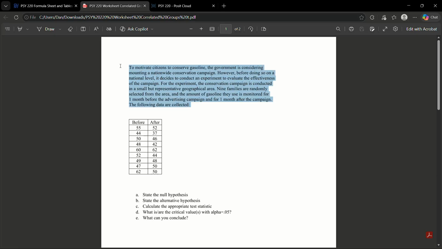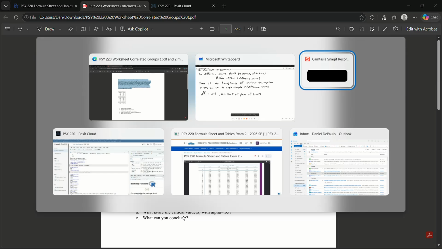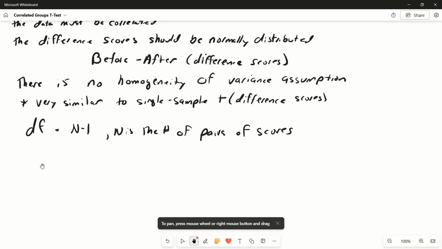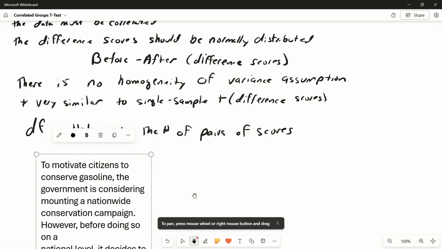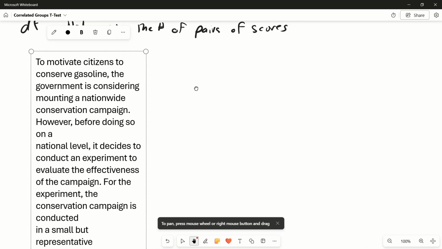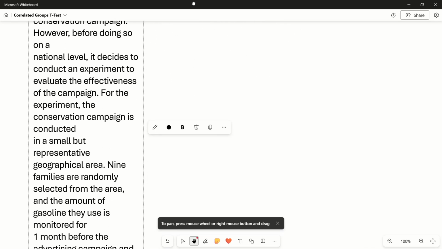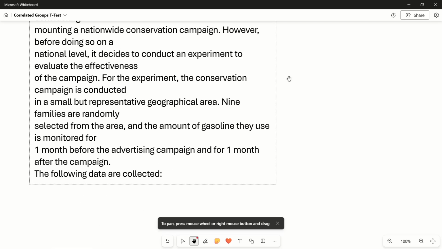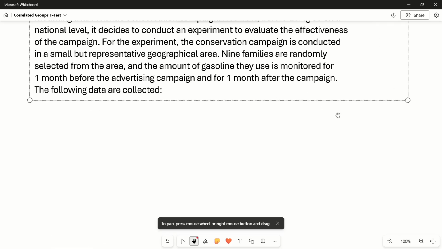So here's our first problem. I'm just going to copy and paste it into the whiteboard here, and let's make it a little bit easier to read. Okay, here we go.